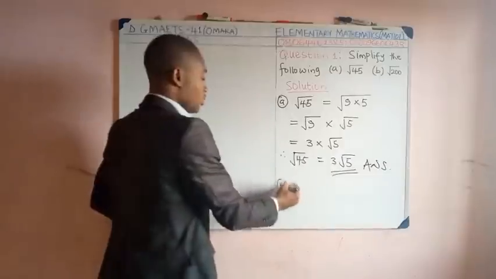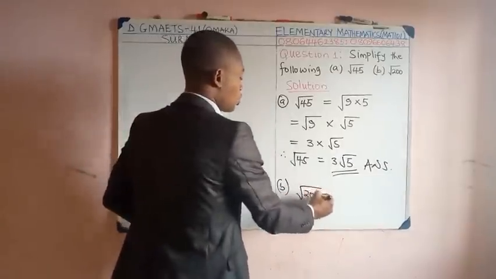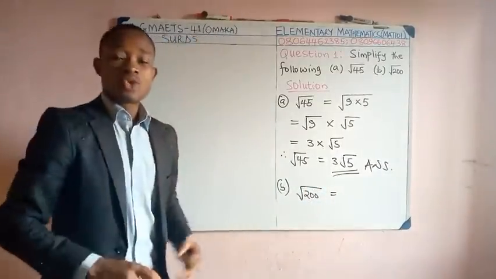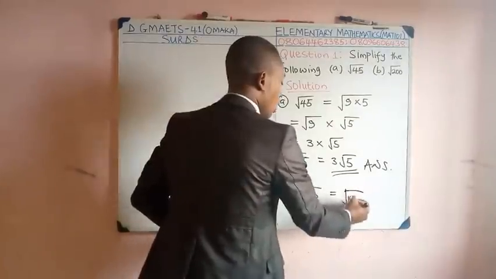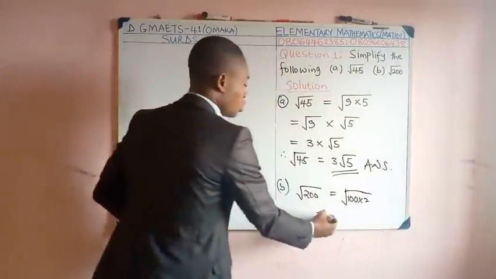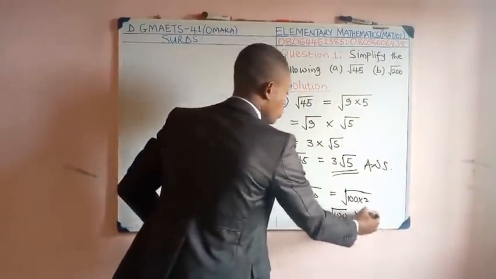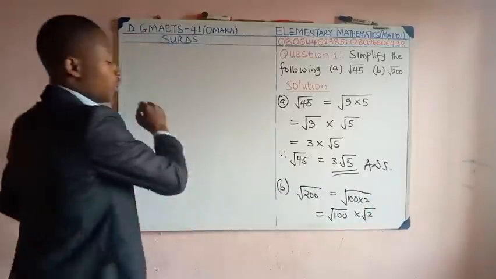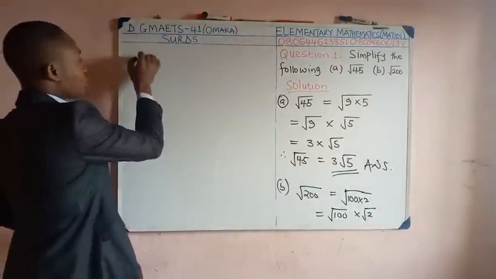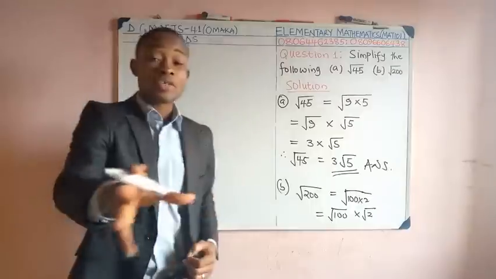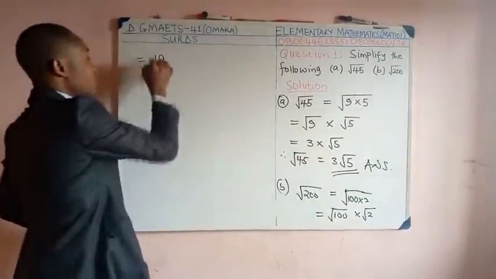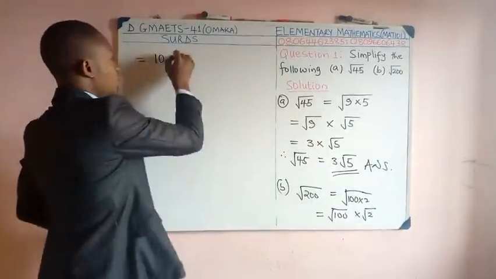So we can use that same principle to solve the second question quickly. That's root 200. And you notice that 200 can be broken down into root 100 times 2, which of course will give us root 100 times root 2, applying the multiplication law of surd. 100 is a perfect square, and so we're going to get 10 from there as the square root of 100. So 10 times root 2.